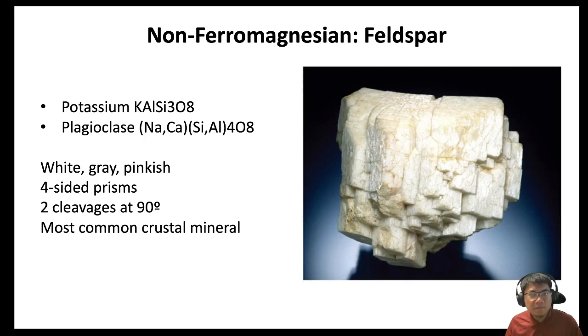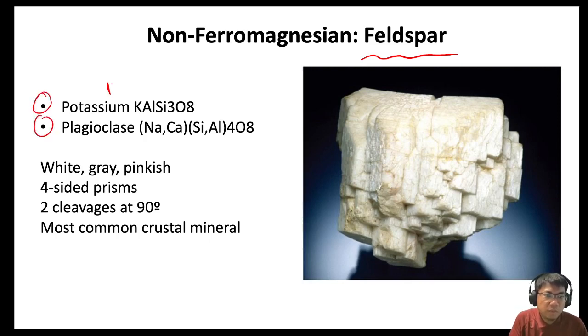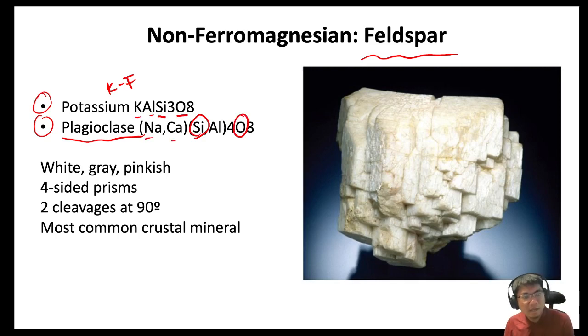Now, another example of a non-ferromagnesian mineral would be feldspar. Feldspar is also a common example of non-ferromagnesian. As you can see here, these are the two main types of feldspar. We have potassium feldspar, or we usually just call it K feldspar. But we also have something that we call plagioclase feldspar. Both of them, if you notice, have silicon and oxygen, in addition to some other types of elements.